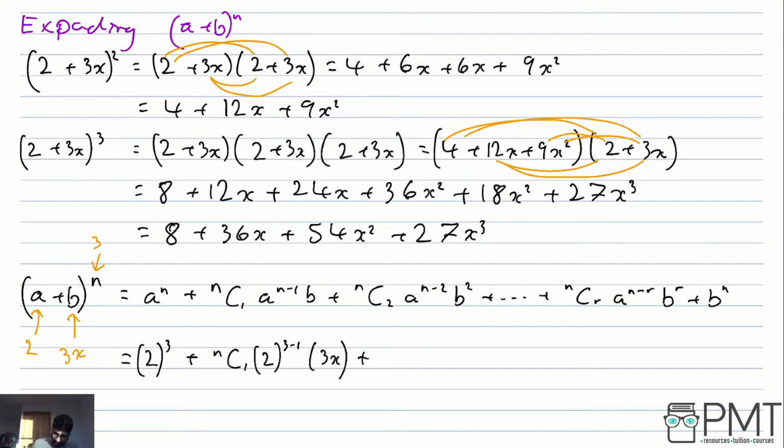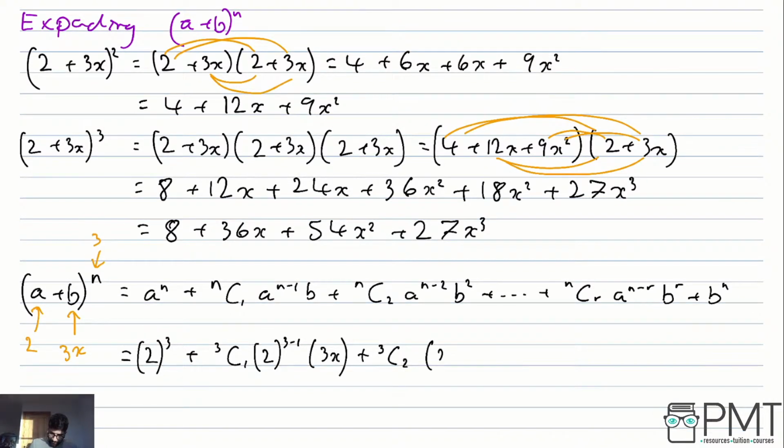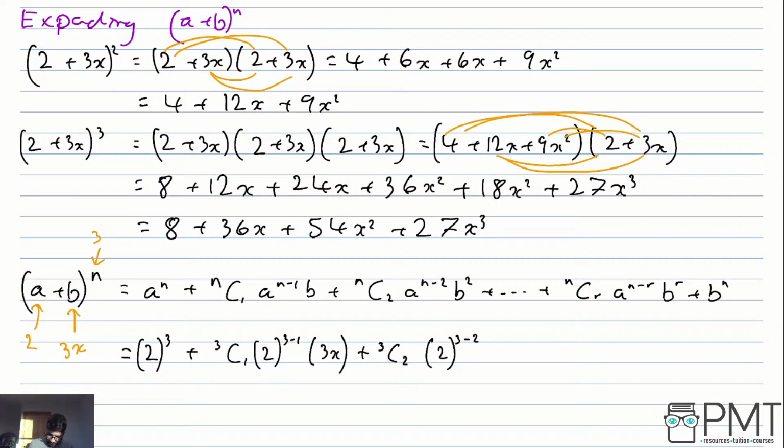And then I keep adding, I go on to my next term. We have nC2, so that's 3C2. This n I can replace as well. That's 3C1. A, I have a 2, 2 to the 3 minus 1. So you can see I'm just putting the values in there. So 3 minus 2, and then our b is 3x squared.